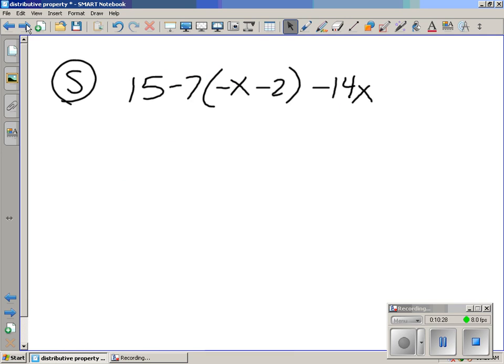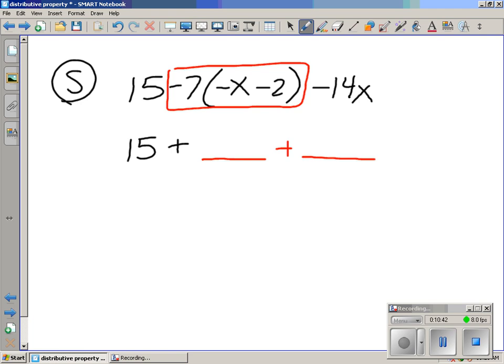Letter S. 15. And then we have the distributive property section. To signify the start of that, we're going to put an addition sign. Then a blank plus a blank. And then we end it with the 14x.